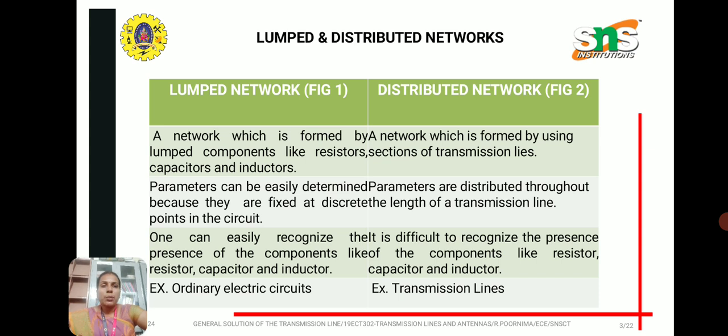The parameters can be easily determined because they are fixed at discrete points in the circuit in the case of a lumped network, whereas parameters are distributed throughout the length of the transmission line in the case of a distributed network. So we can easily recognize the presence of components like ordinary resistors, capacitors and inductors, for example in an ordinary electronic circuit. And it is difficult to recognize the presence of components like resistor, capacitor and inductor in a transmission line.